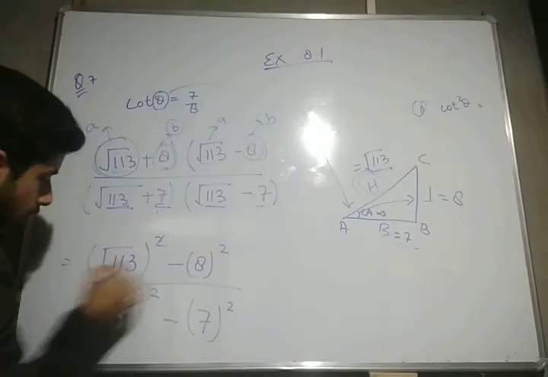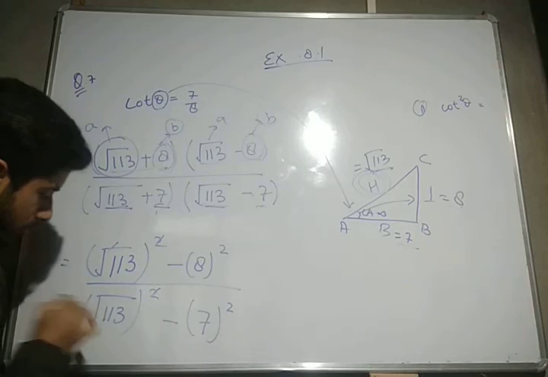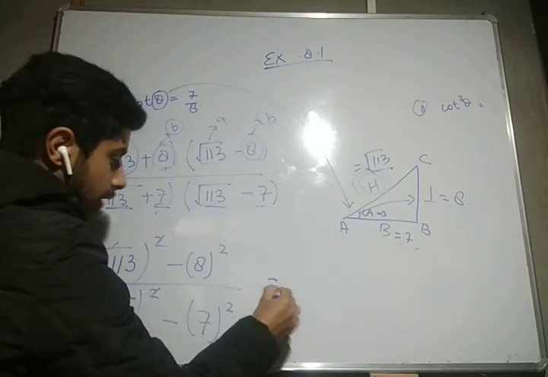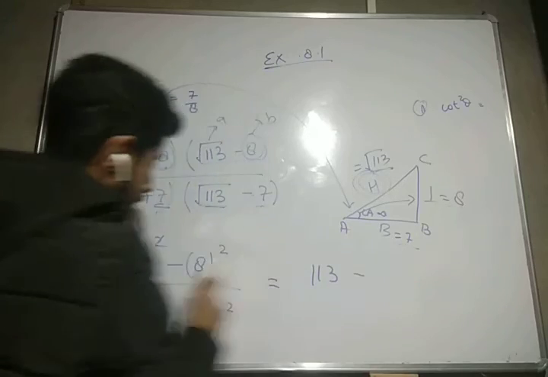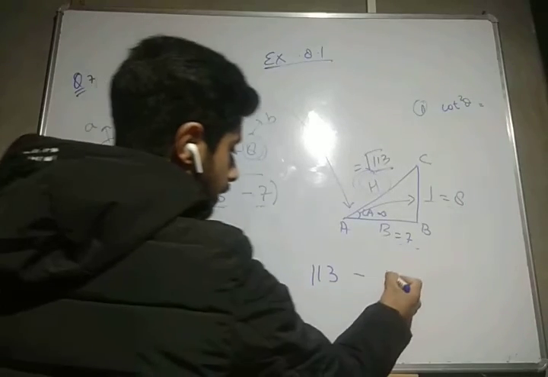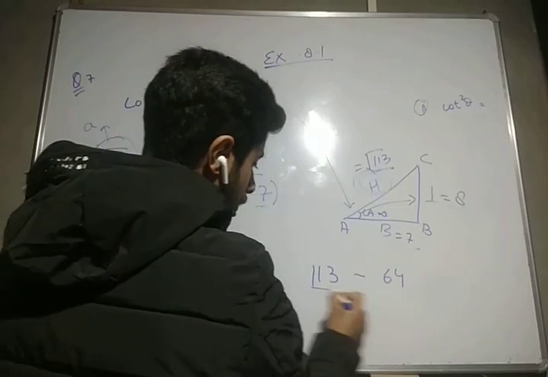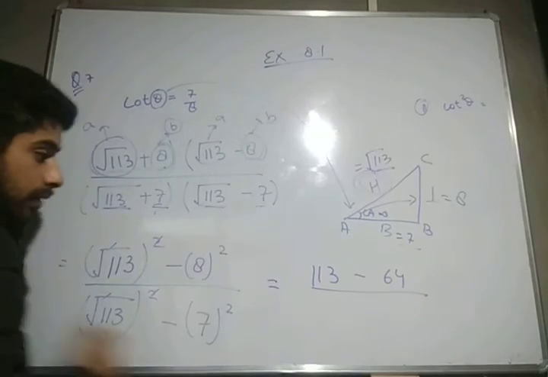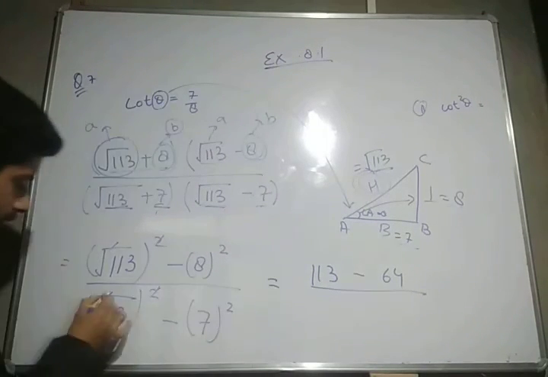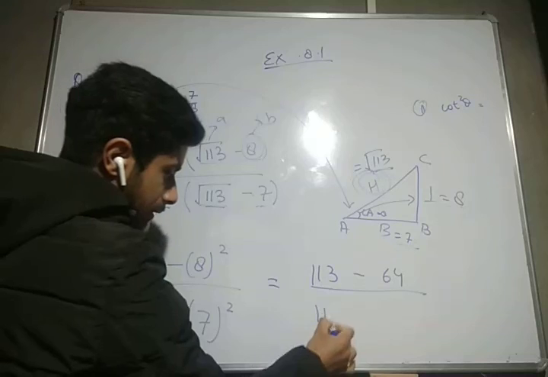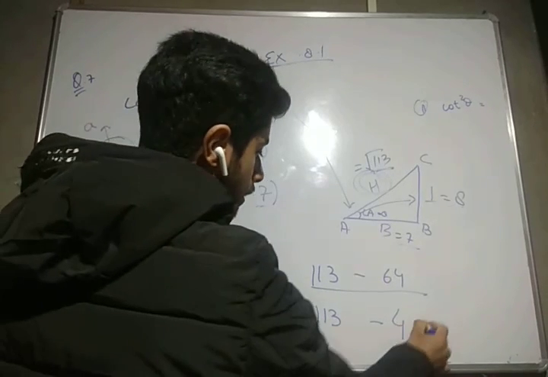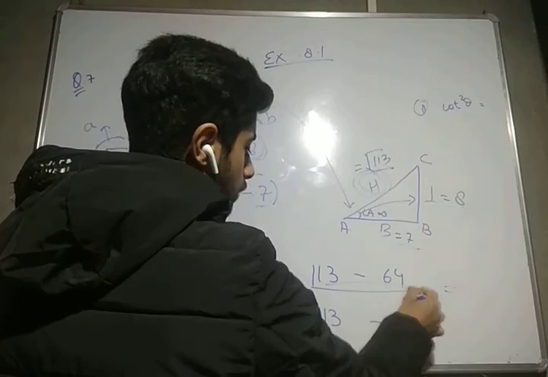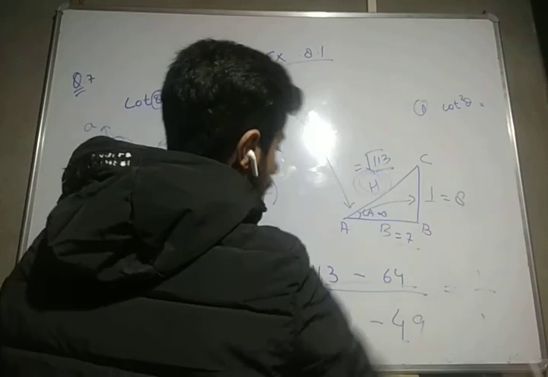This square and this root will go here also. We are left with only 113 minus this 8 square, it's 64. This also is gone here. Root, it's 113 minus 7 square, it's 49. Now it's left to you to calculate this and this. That will be your answer for this.